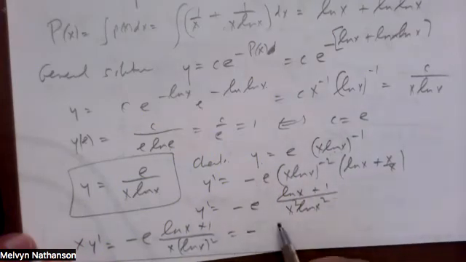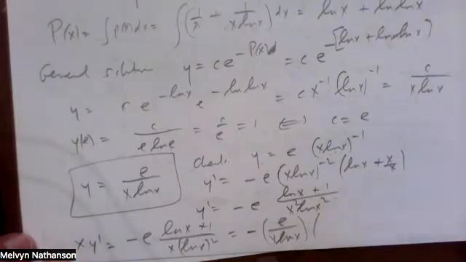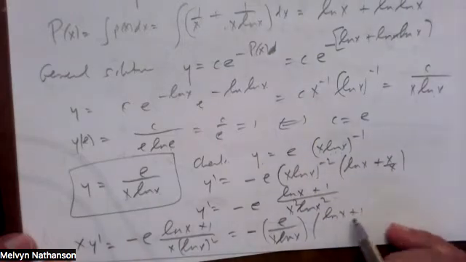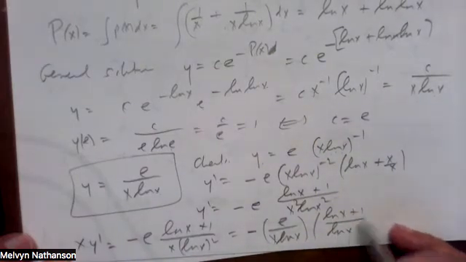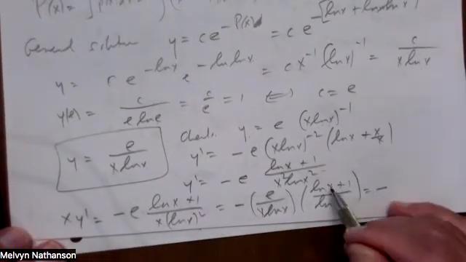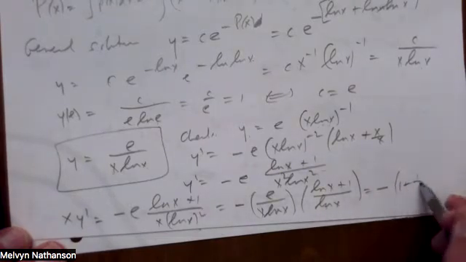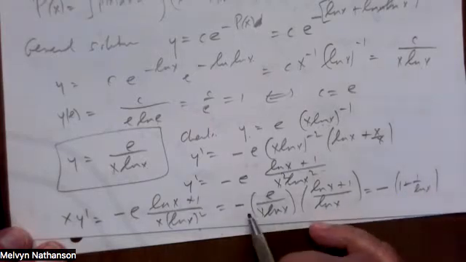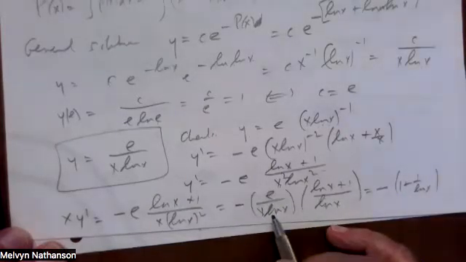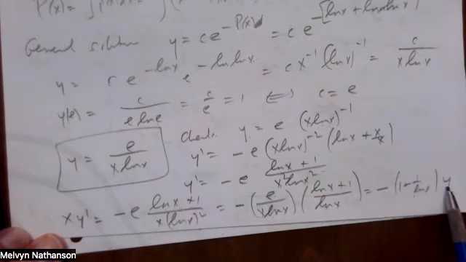So let me write this. This is minus e over x log x, times log x plus 1, over log x. This is minus, this is log x over log x, which is 1, plus 1 over log x, times e over x log x, which is y. So that's exactly right. Xy prime plus 1 plus log x times y is 0. So this checks.